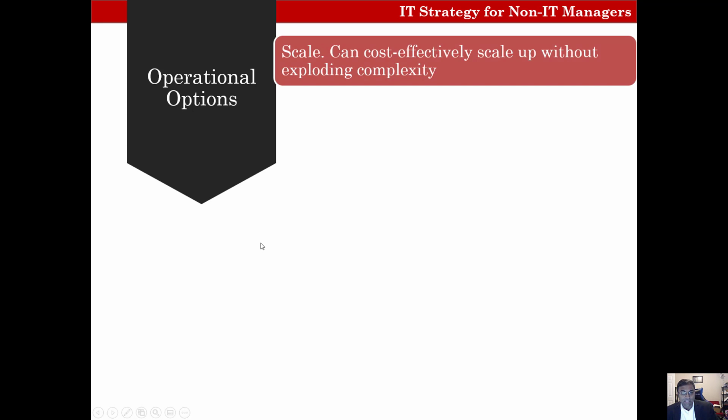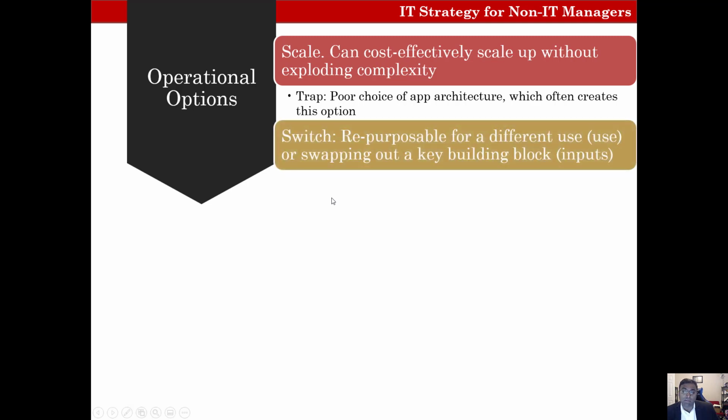Third one we talked about was scaling, and we can cost effectively scale up without increasing complexity. And here your application architecture often creates a bottleneck. If you don't choose that carefully, this becomes your bottleneck for scalability, and we talked about it in the 3rd chapter. Finally, switching, there's one more.